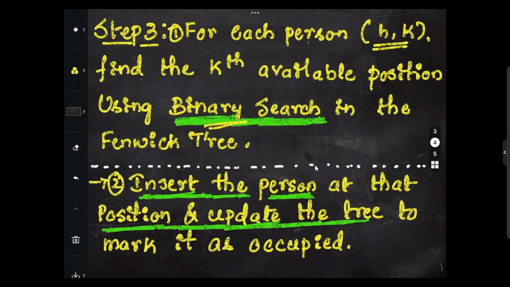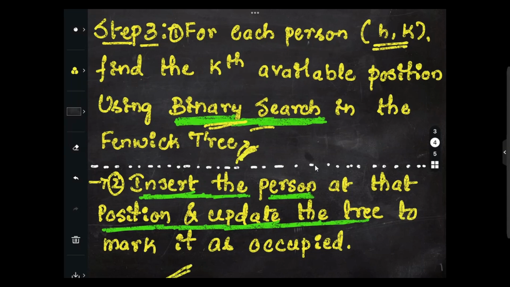So the first step is we have sorted the people. Those were two conditions, if you remember previously. Second step was we initialized the Fenwick tree and all the positions were available in the queue, right? In the Fenwick tree. So how are we filling? It is based on binary search. For each person h comma k, we are doing it based on binary search. For each person, we will find the kth available position using binary search in the Fenwick tree. So this is very important.